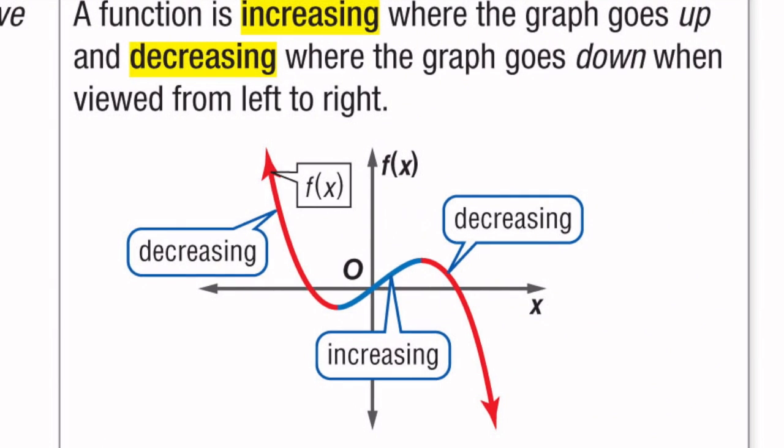So a function is increasing where the graph goes up and decreasing where the graph goes down when viewed from left to right. So in other words, imagine that you're tracing the graph as you move from the left to the right. Notice how as I trace it, I'm going down. Then after that, I'm moving up, and then suddenly it goes down again.